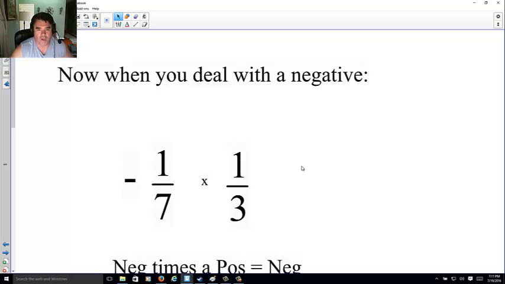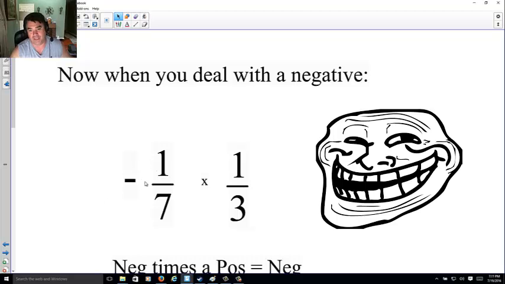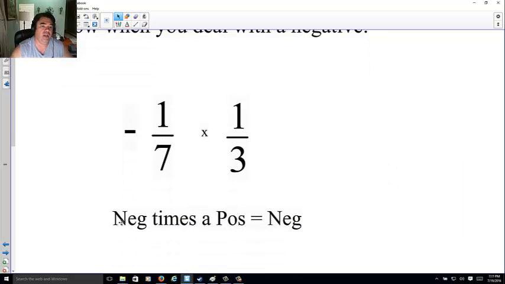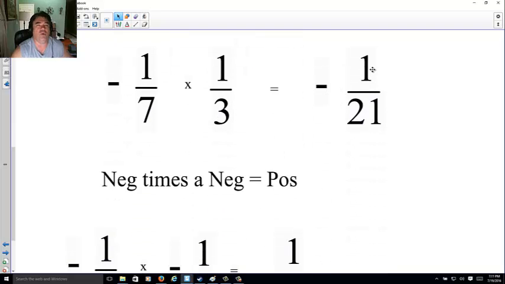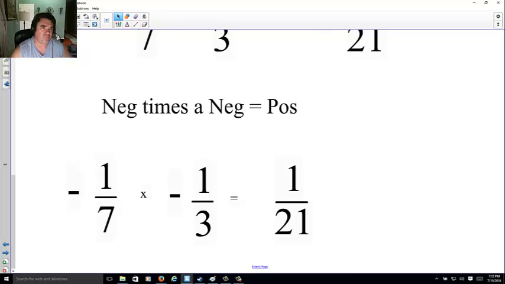So 1 times 1 is 1, 7 times 3 is 21, and a negative and a positive makes a negative, because one negative's all by himself. So he doesn't get to dance with anyone. Sad, sad. Negative times a positive equals a negative. So, negative 1 over 21, excuse me.